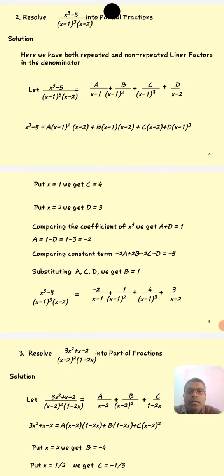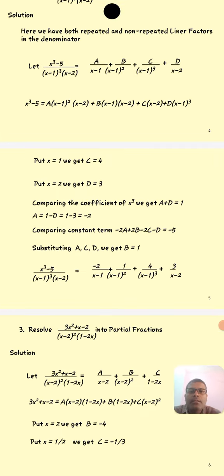From here we know that D is equal to what? 3 is there, so how to find out the A value? A is equal to 1 minus D, that is 1 minus 3, which is equal to 1 minus 2.